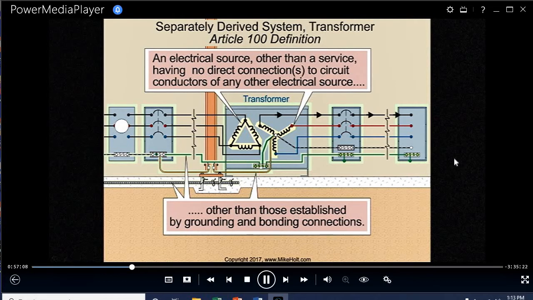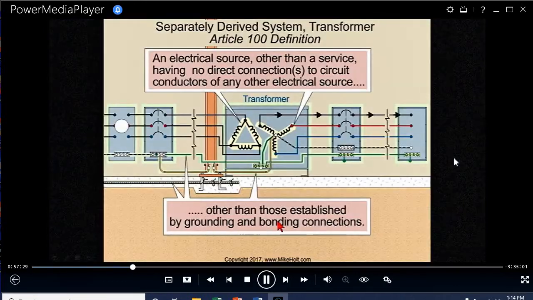And what I used to teach on separately derived system is forget about any connections. Let's just establish whether it's separately derived. Then if it is separately derived, this is what you do. But when you usually look at separately derived systems, you already see it connected. And now you're saying, well, now that it's connected, it's not separately derived anymore because now it's connected to another system. So they added that a few code cycles in the past, other than those established by grounding and bonding connections.